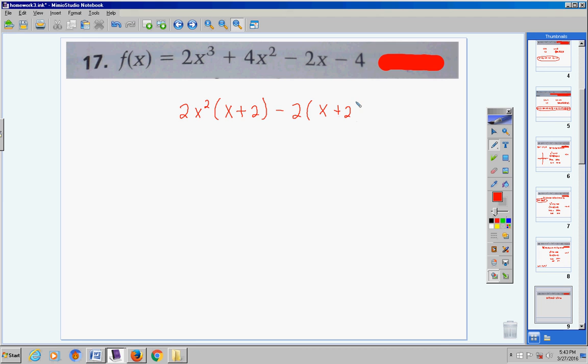Look at that, finally something nice here. So my parentheses do match. So I write my matching parentheses once. And I'm left over with 2x squared negative 2. Now I can take each of these and set them equal to 0 and solve.